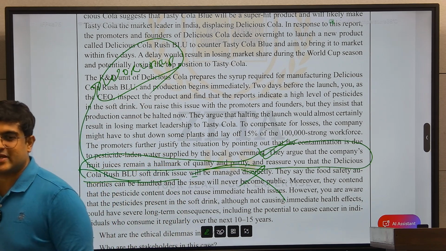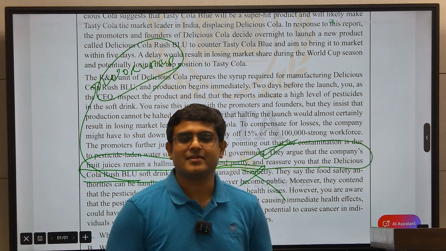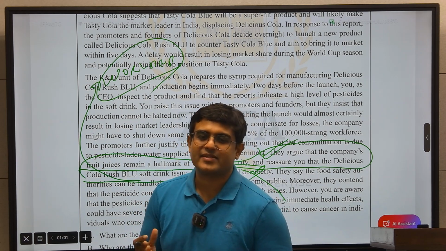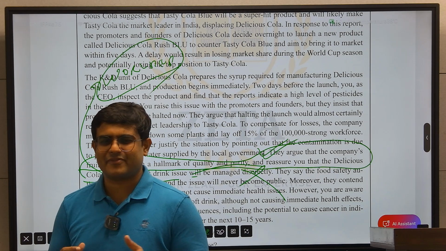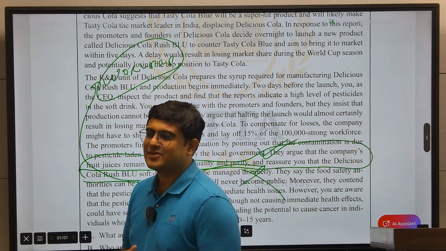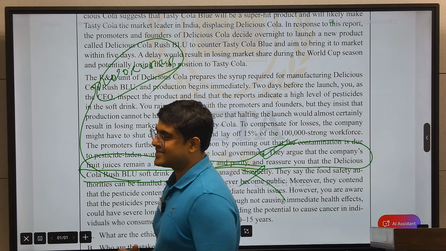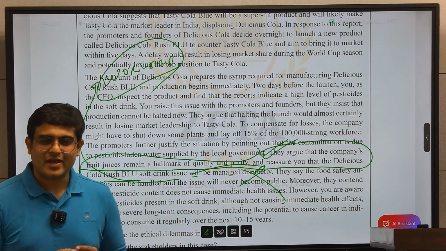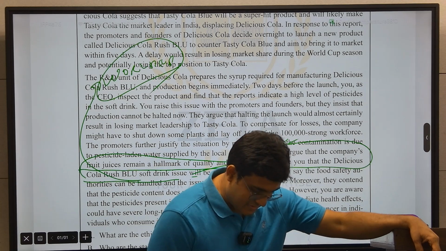See, the ones who majorly watch the World Cup and consume soft drinks are most likely the youth. Yeah, the majority chunk. Yes, everyone has it. But the case study says that the syrup is ready and we have fruit juices, which are a hallmark of quality. So what should be the course of action?